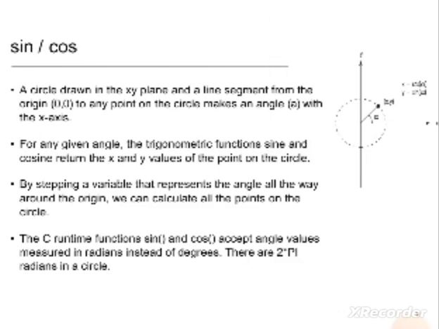Next, sine and cosine. Consider a circle drawn in the xy plane, and a line segment from the origin (0, 0) to any point on the circle makes an angle A with the x axis. For any given angle, the trigonometric functions sine and cosine return the x and y values of a point on the circle. By stepping a variable that represents the angle all the way around the origin, we can calculate all the points on the circle. The C runtime functions sin and cos accept angle values measured in radians instead of degrees. There are 2 times pi radians in a circle.